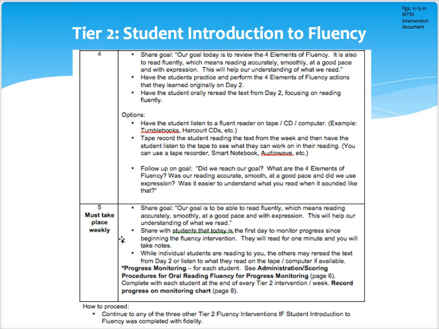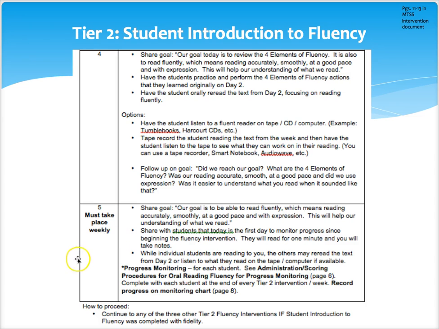And so you're going to share your goal, but then also you're going to tell the students that you're going to monitor. And so while you are working with students individually to have them read for 1 minute, you're going to have other students rereading text from that week, or they could tape themselves or listen to themselves maybe previously reading so that they are busy while you're working with the student progress monitoring. You will do that for all of the students in your group. And then remember to record it on your progress monitoring chart.